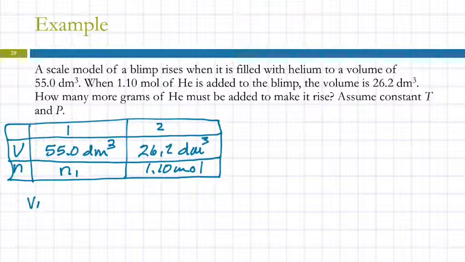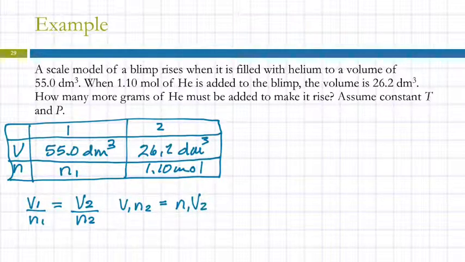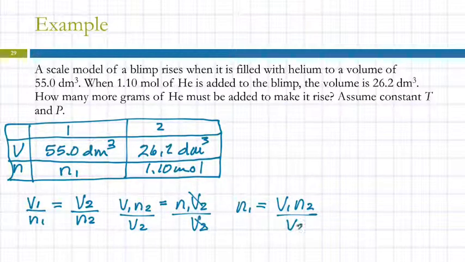I need the equation that's got V's and N's in it. V1 over N1 equals V2 over N2. Cross multiply to get rid of the fractions. V1 N2 is equal to N1 V2. To get N1 by itself, I'm going to divide by V2. These cancel out, with N1 equals V1 N2 over V2.